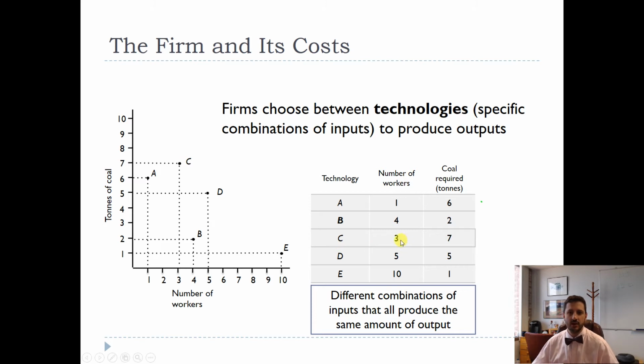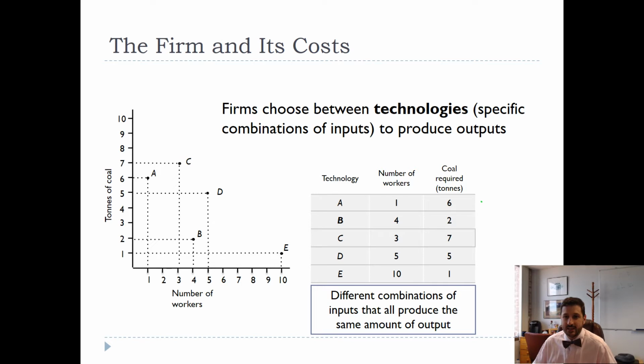At point C, we have 3 workers and 7 tons of coal. But at point A, we have 1 worker and 6 tons of coal. Fewer workers and fewer tons of coal producing the same amount of output. So point C is no good. We don't want to use point C. We'd rather use point A.